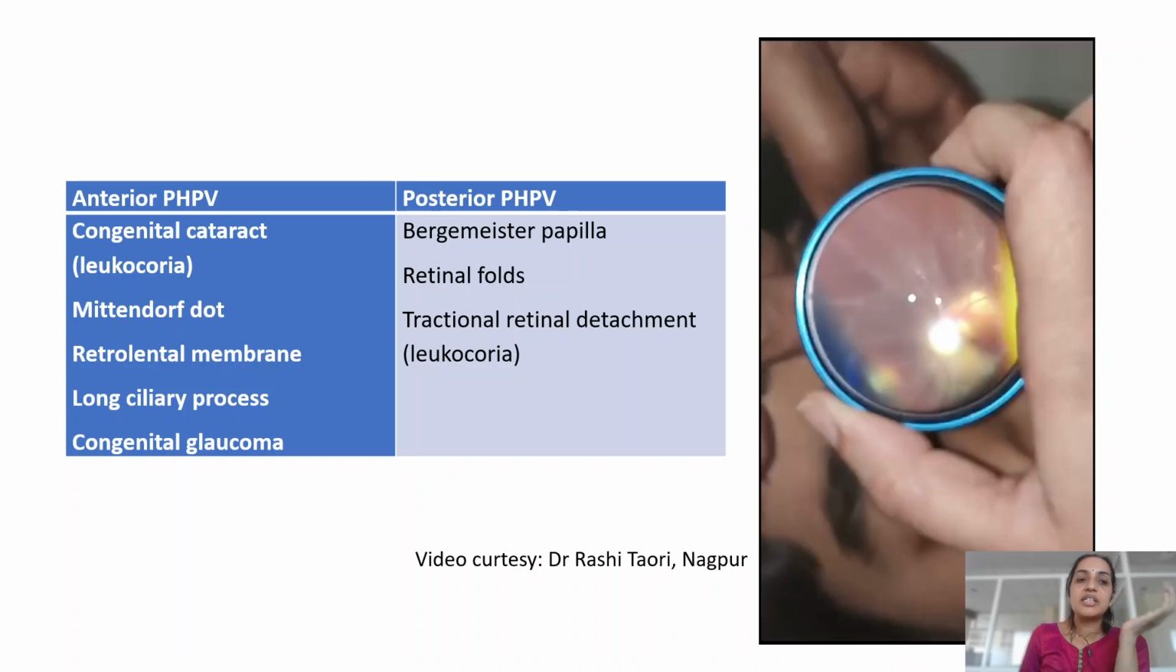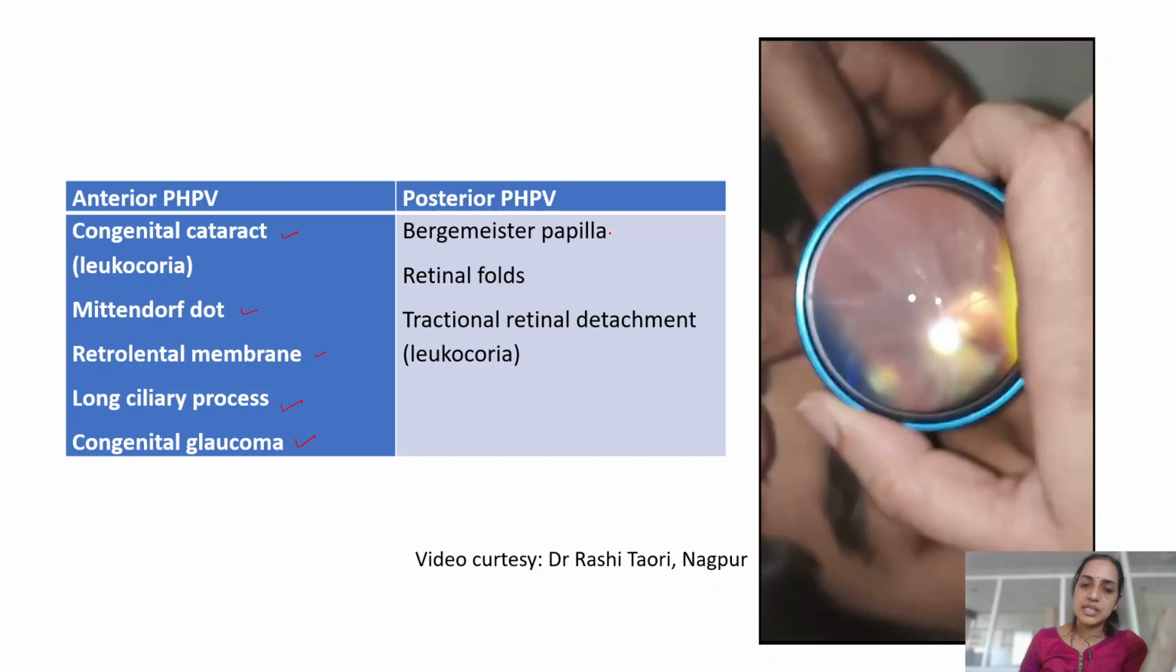We can broadly divide them into anterior and posterior. Anterior PHPV is characterized by congenital cataract. Mittendorf dot is a dot that is present on the posterior capsule, which is the remnant of the hyaloid artery. There can be a retrolental membrane. There can be long ciliary processes, and there is congenital glaucoma.